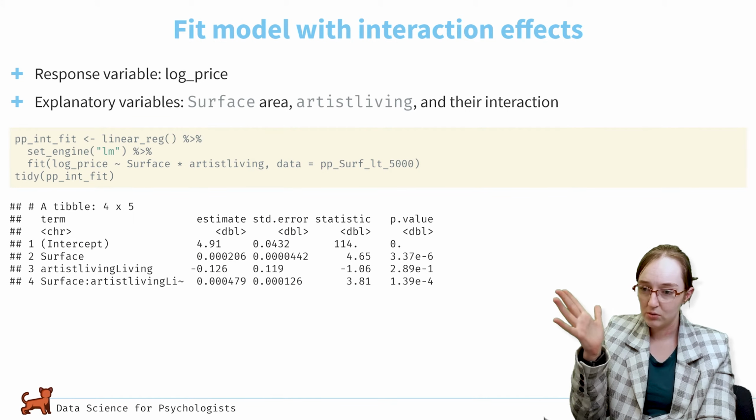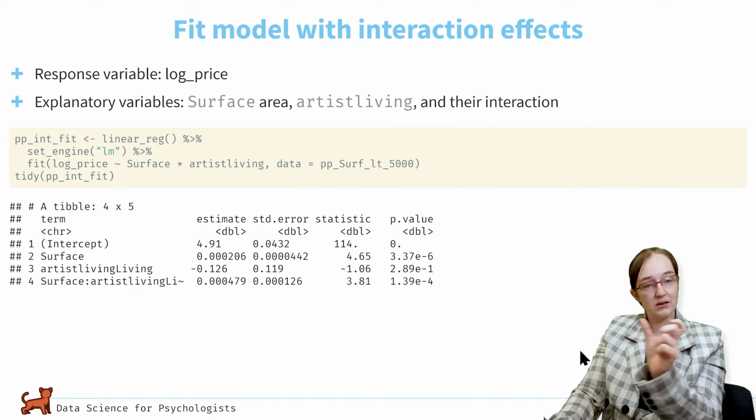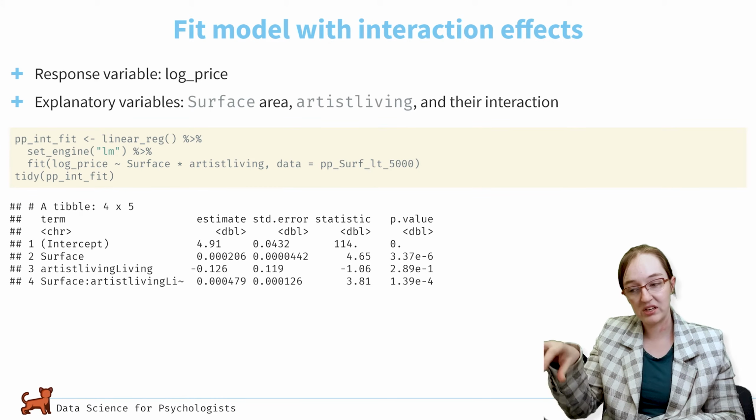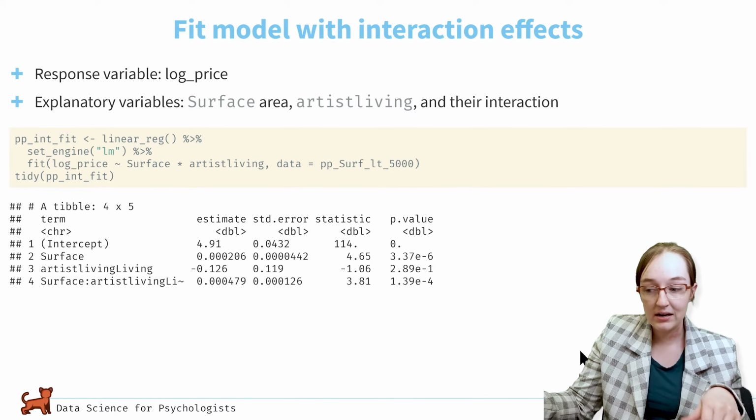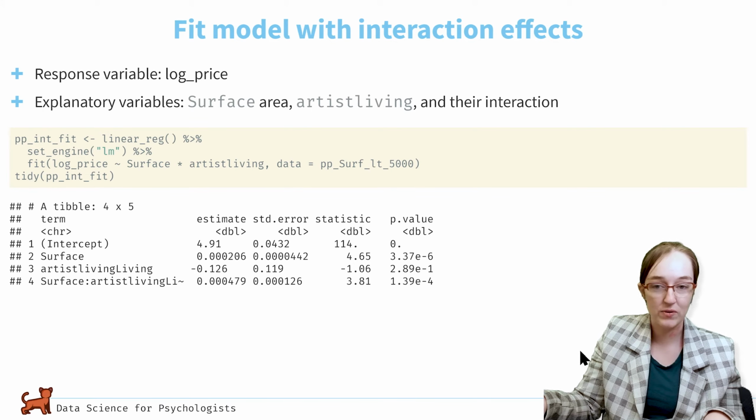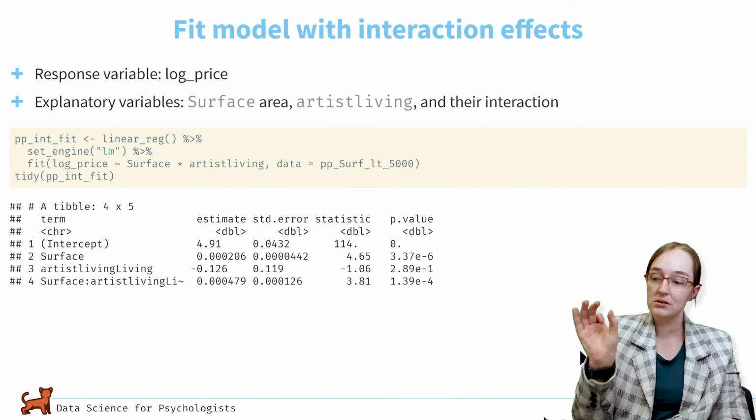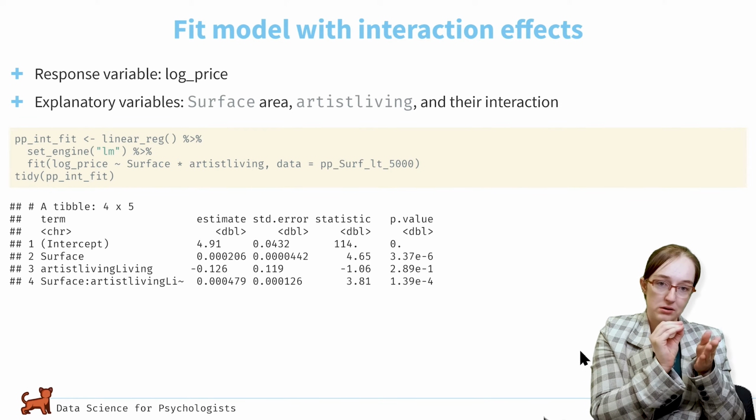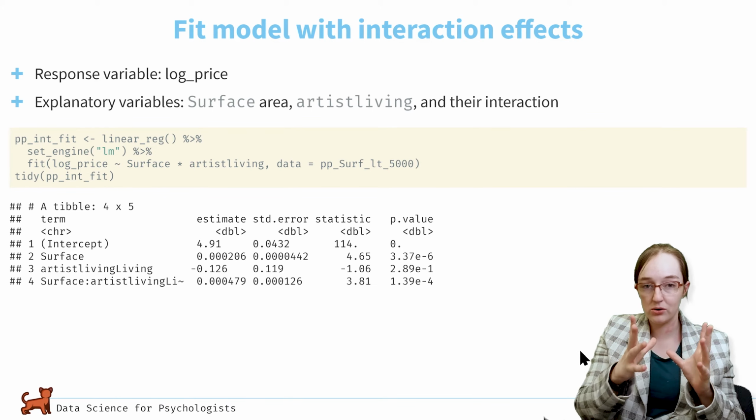So here's the fit. You can do this a couple ways. One, if you want all of the elements, you can just have it, instead of plus, multiply. And it will give you both the main effect and the interaction. Another way to do this, if you want to specify all the pieces, which I tend to recommend as good practice, although that is not tidy practice, is you include surface plus artist living plus surface:artist living. So you spell it out. That way you know what you're going to get.